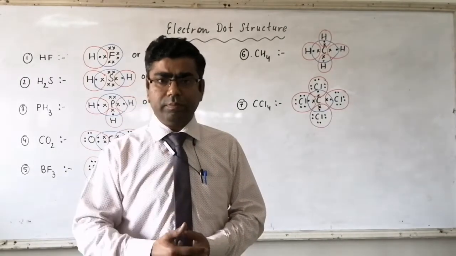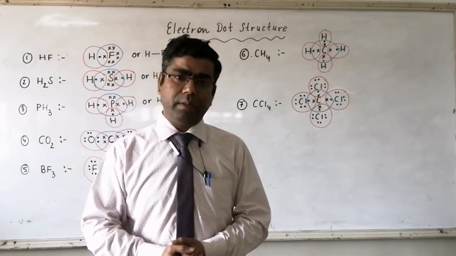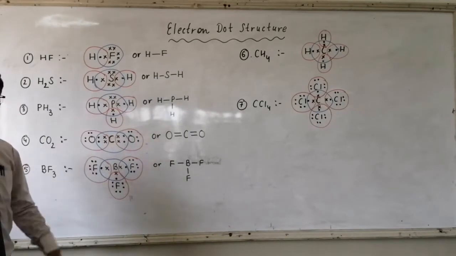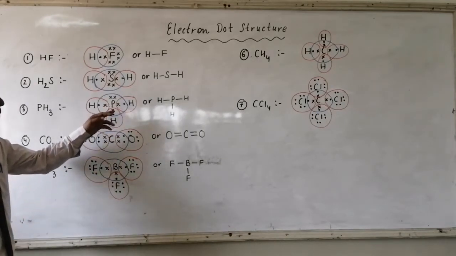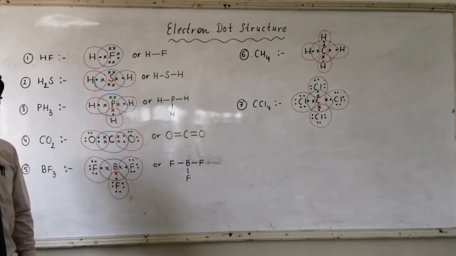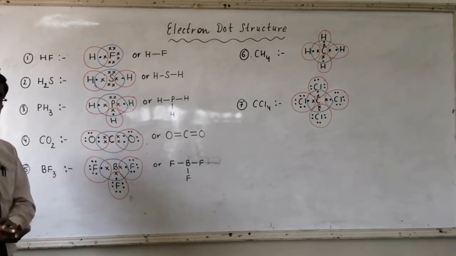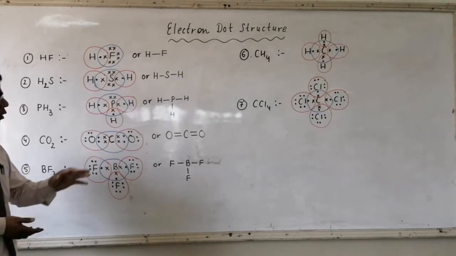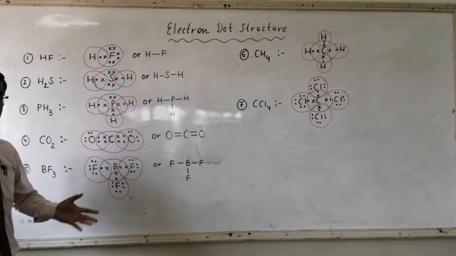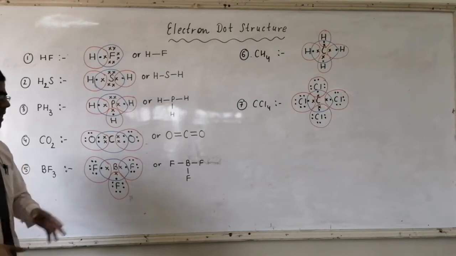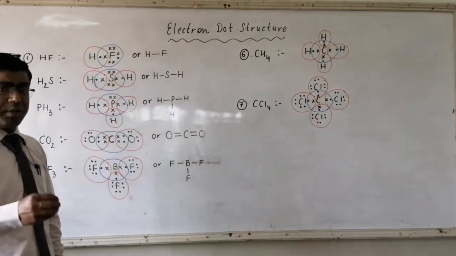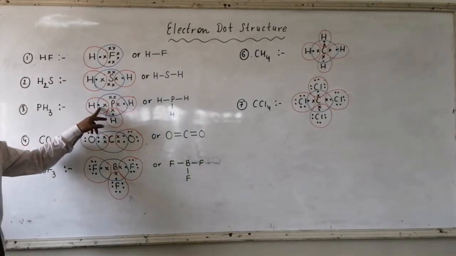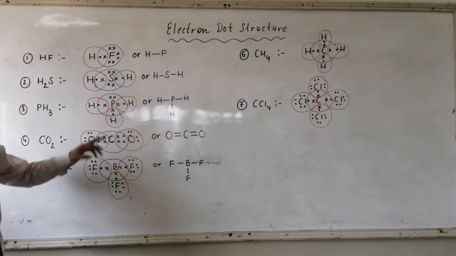One electron in the valence shell of hydrogen. So the electron of hydrogen is represented by a dot sign and the valence electron of phosphorus is represented by a cross sign. Now we have to show duplet completion for hydrogen and octet completion for phosphorus by sharing of electrons. As H has only one electron, it will share one electron with the phosphorus. So hydrogen is sharing its one electron with the one electron of phosphorus.